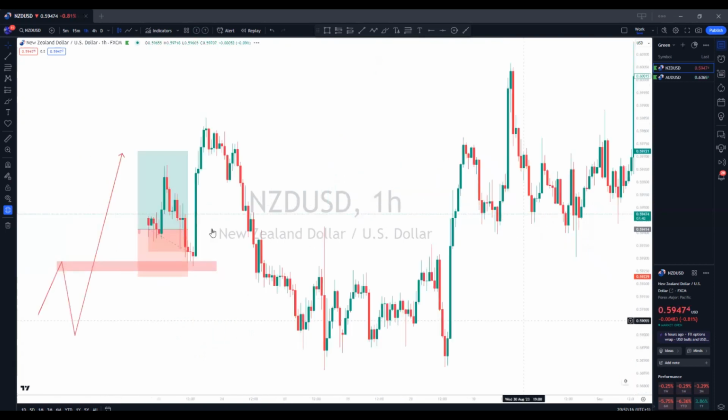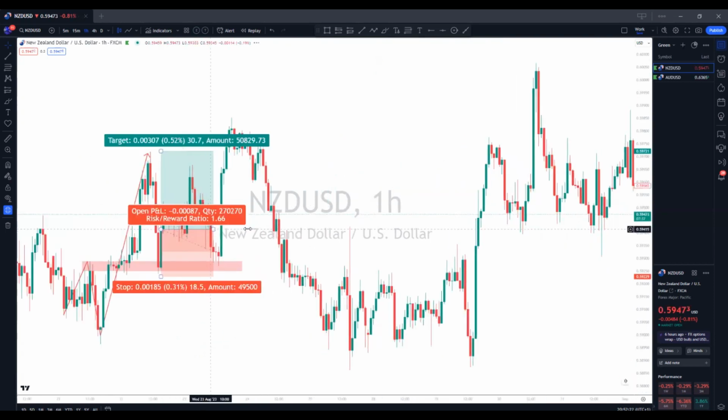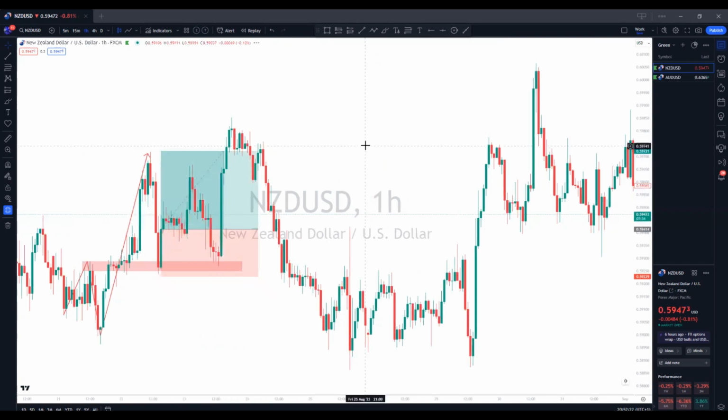Okay, see the trade here, guys. It actually went back to hit take profit. See it here. It actually went up to hit take profit.